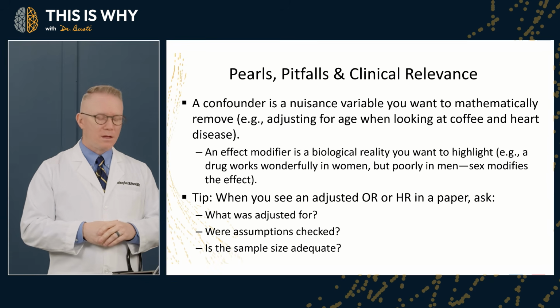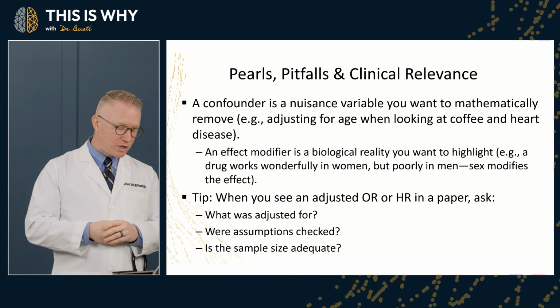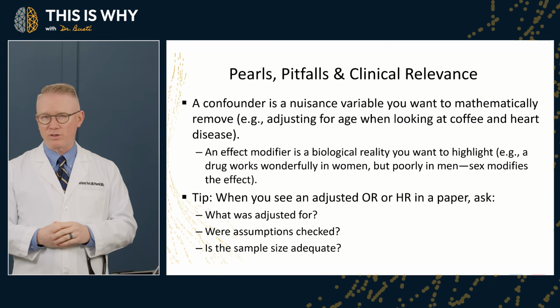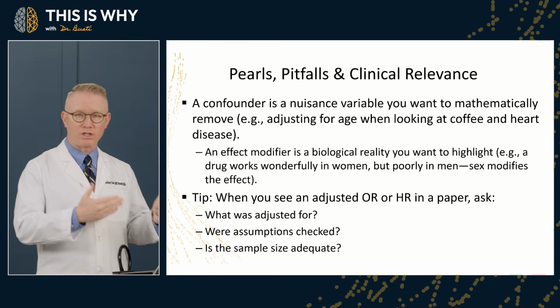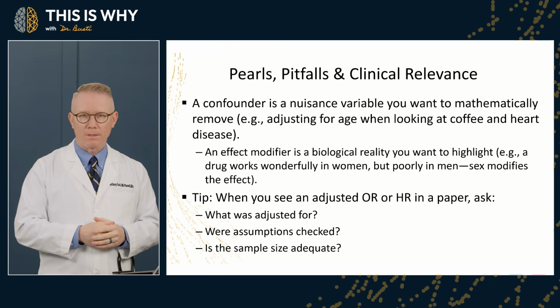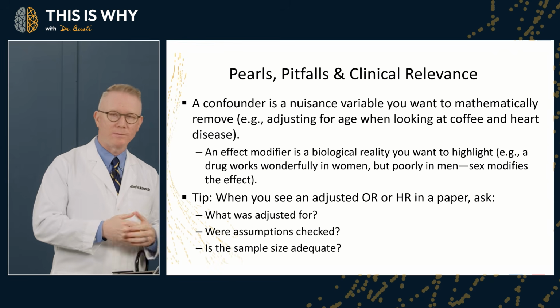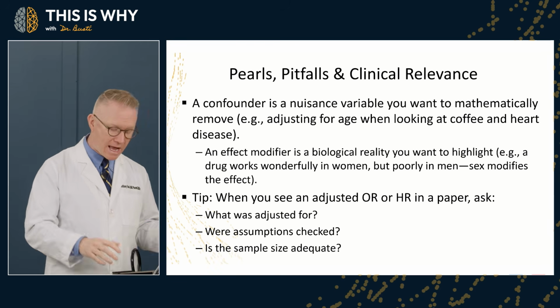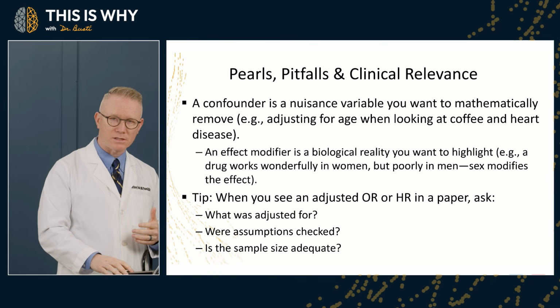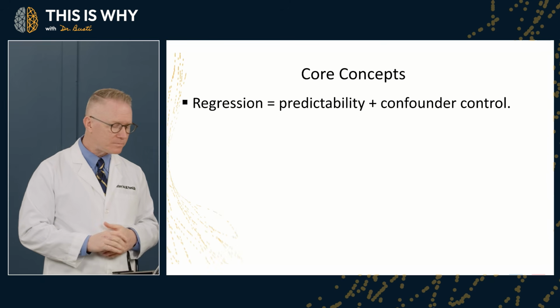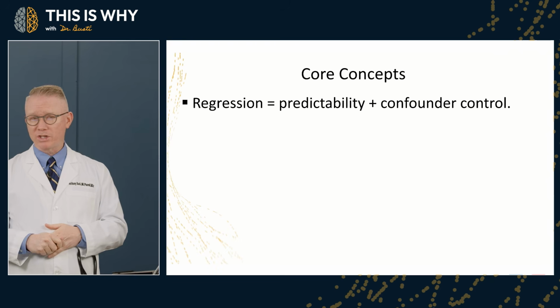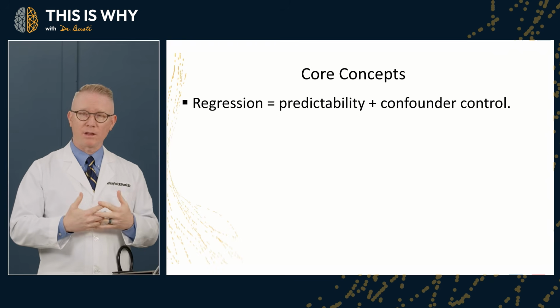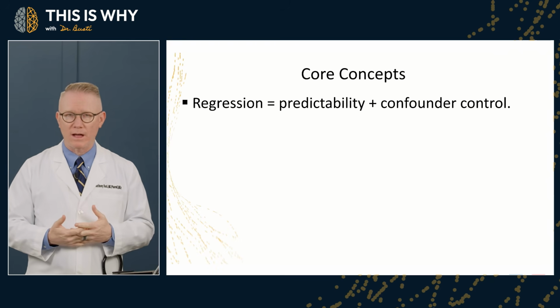Next, when you see an adjusted odds ratio or hazards ratio in a paper, you need to ask, was it adjusted for properly? What were the assumptions and were they checked? Is the sample size adequate for the events? Okay. Regression is, again, predictability plus control of that confounder.